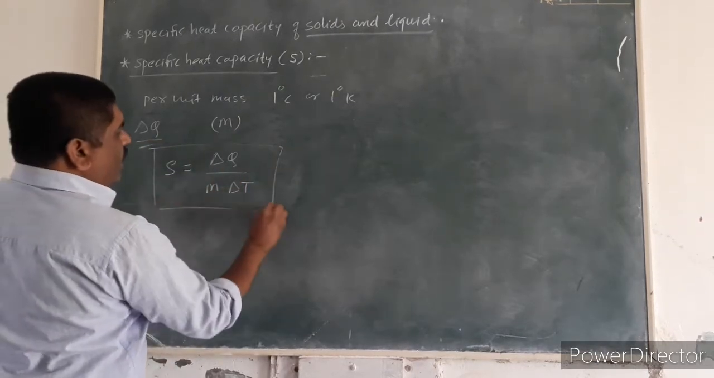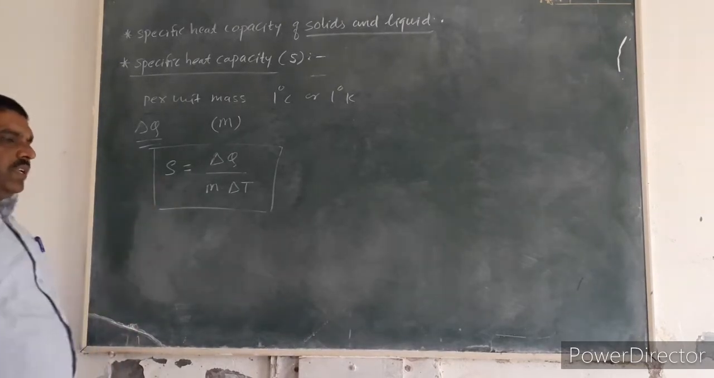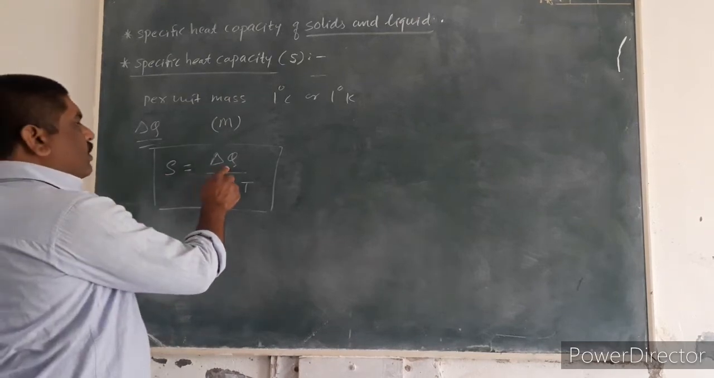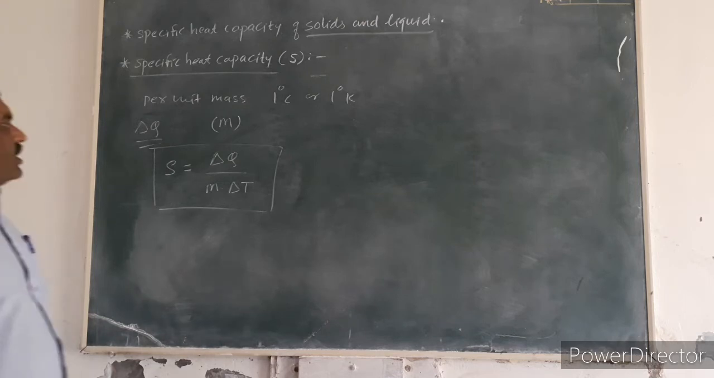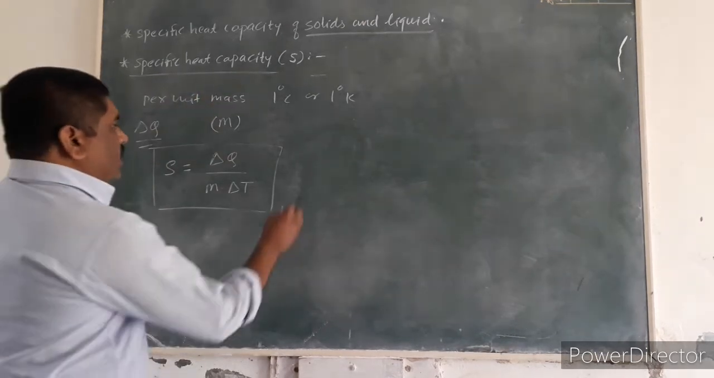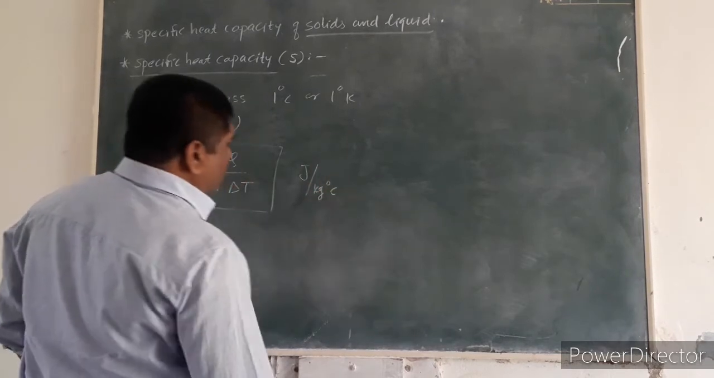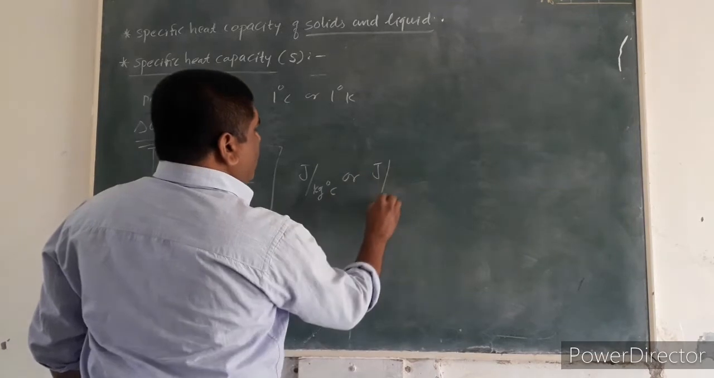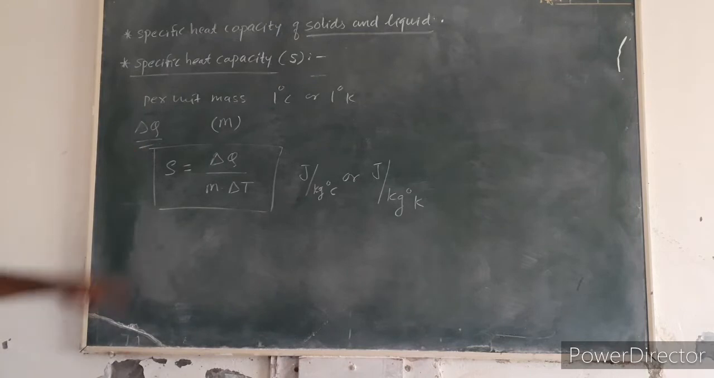This is the formula of specific heat capacity, where S means specific heat capacity, delta Q means amount of heat absorbed or gained, m is mass of substance, and delta T is the change in temperature. Therefore, the SI unit of specific heat capacity is joule per kg degree Celsius or joule per kg degree Kelvin. This is the SI unit of specific heat capacity.